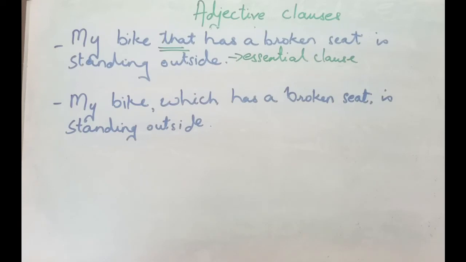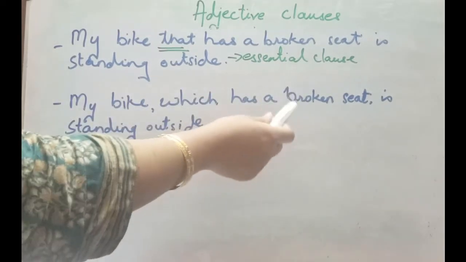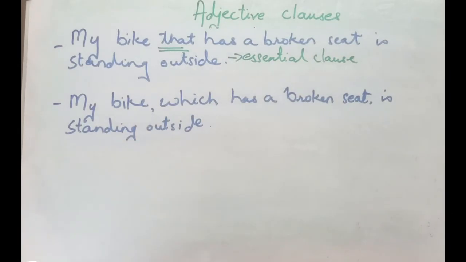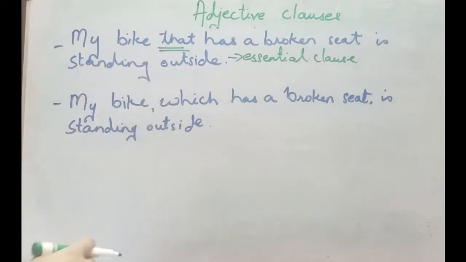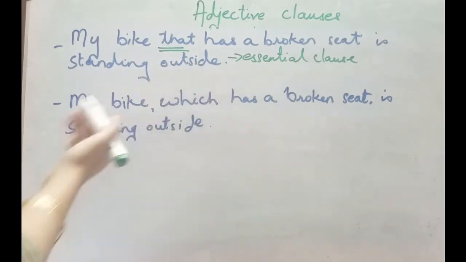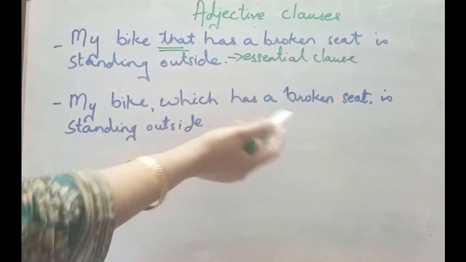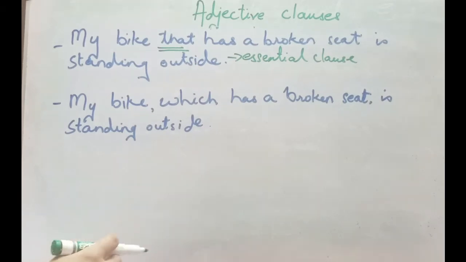But again, I have written a sentence that is more or less the same, but it has got a difference. Now see, my bike, which has a broken seat, is standing outside. Now see, we are not emphasizing that over here. Here we have simply the term which. So here the broken seat is simply a description of the bike. This is the description of the bike, that it has got a broken seat. There is no implication that the person owns more than one bike. You got the difference over here.